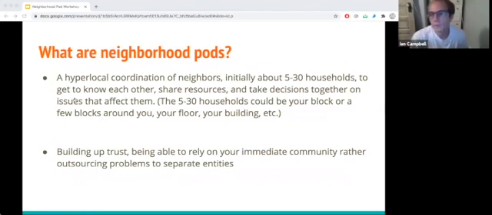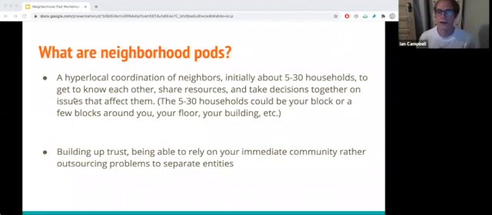All right. So we'll just dive right in. This is how to start a neighborhood pod. And before we go too much further, we should probably explain what a neighborhood pod is. A neighborhood pod is a name that has become popular to describe a hyperlocal coordination of neighbors. It's initially about 5 to 30 households getting to know each other, sharing resources with one another, and eventually taking decisions on issues that affect them.